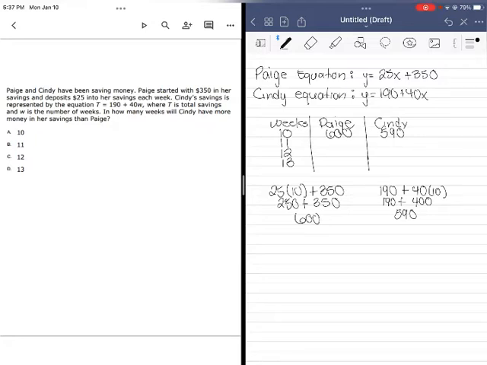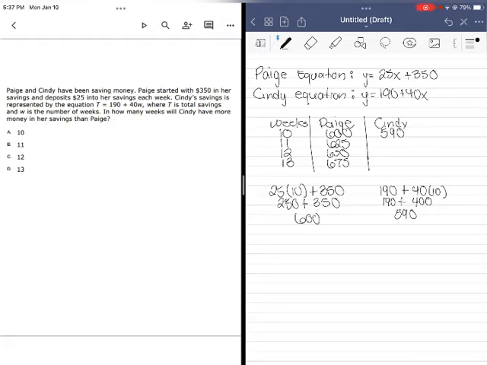Now to get the rest of them, we're going to use our slope. Remember, I told you slope helps us change. So we're going to do Paige and then we're going to do Cindy next. Our slope was 25. So basically what I'm going to do is do 600 plus 25. That's going to give me 625. Then I do 625 plus another 25. That's going to give me 650. And then 650 plus 25 is going to give me 675. Okay, so that's how much Paige saved for week 10, 11, 12, and 13.